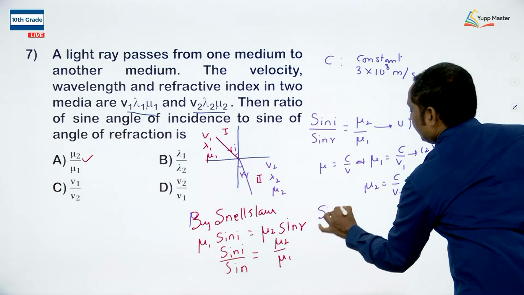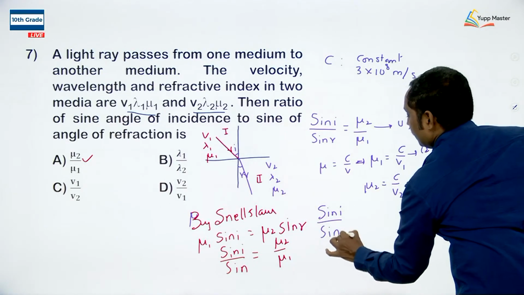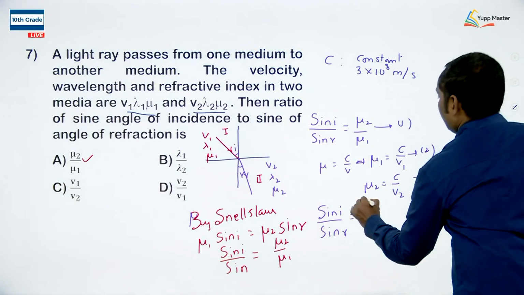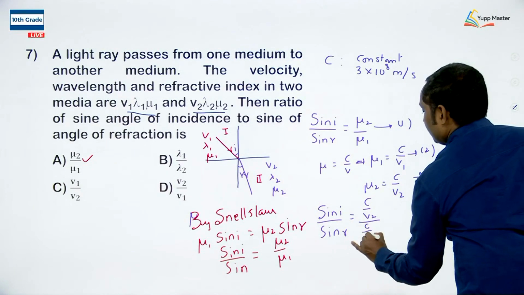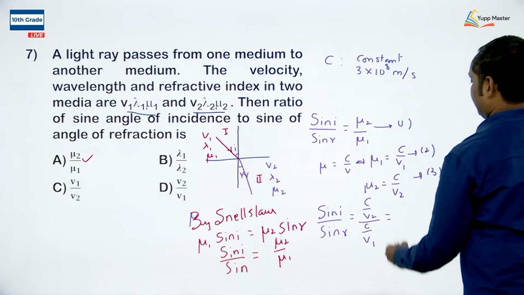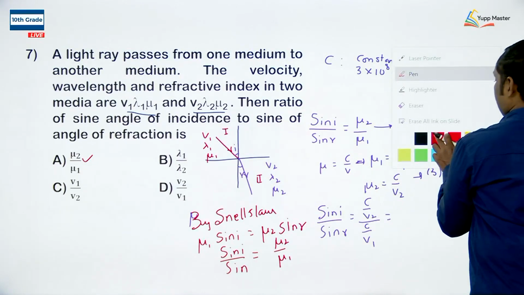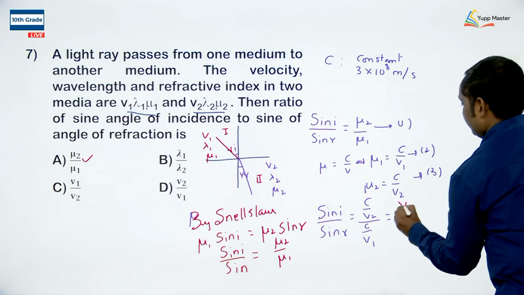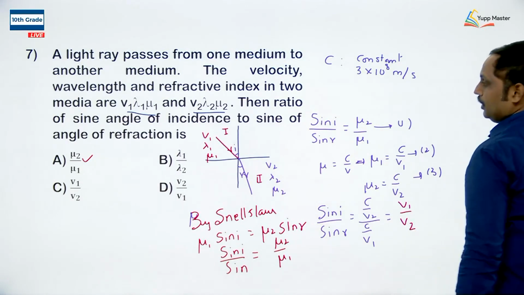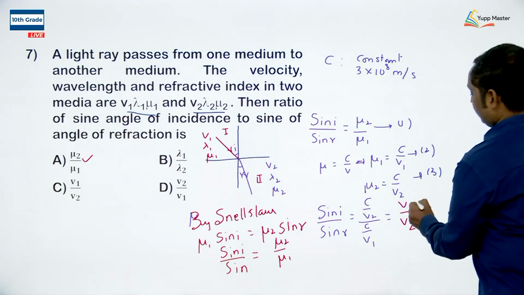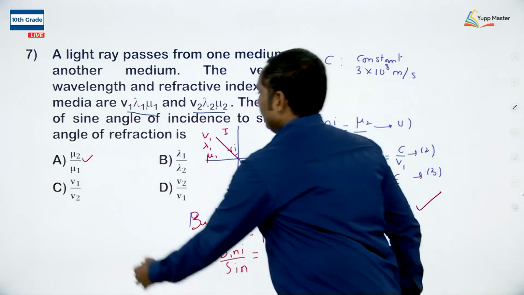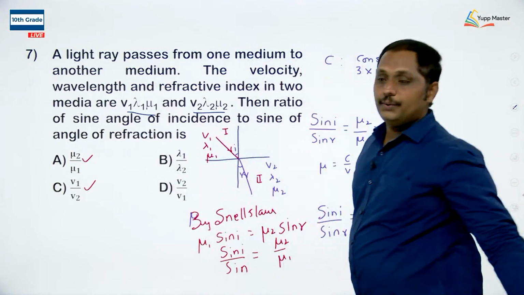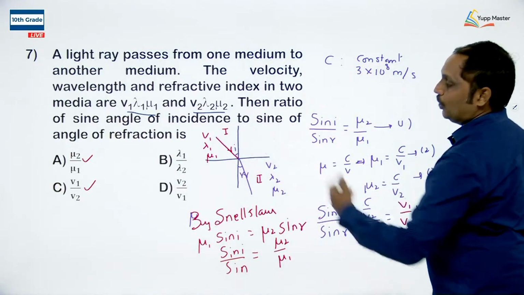Sin I by sin R is equal to C by V2 over C by V1. So finally, you will get that answer, that is V1 by V2. So what you have obtained, the ratio of sin I and sin R, is going to be V1 by V2. We have obtained V1 by V2 also.